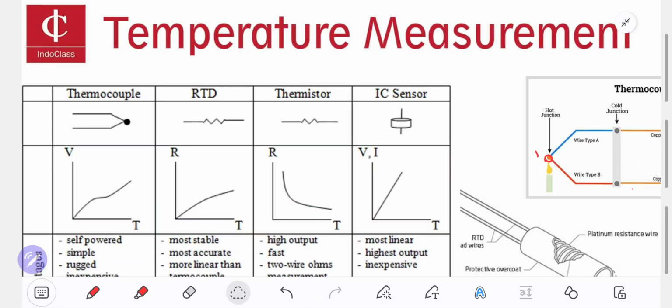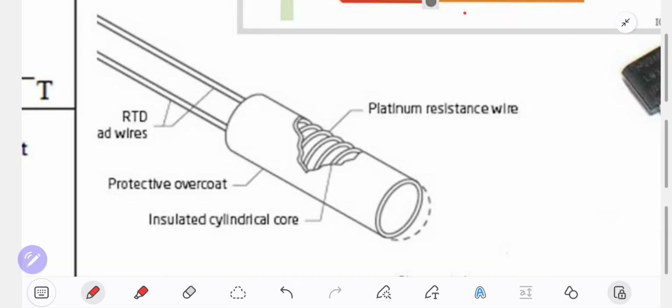Next, we want to explain about the RTD sensor. RTD is better than the thermocouple sensor because you can see on this curve the graphic is better than the thermocouple graphic. You can see on this board the structure of this RTD.